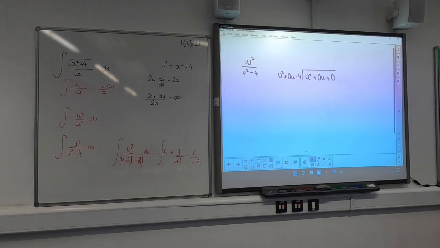You can just go straight to partial fractions. The a would be multiplied by u plus 2, u minus 2. I prefer to do it this way.